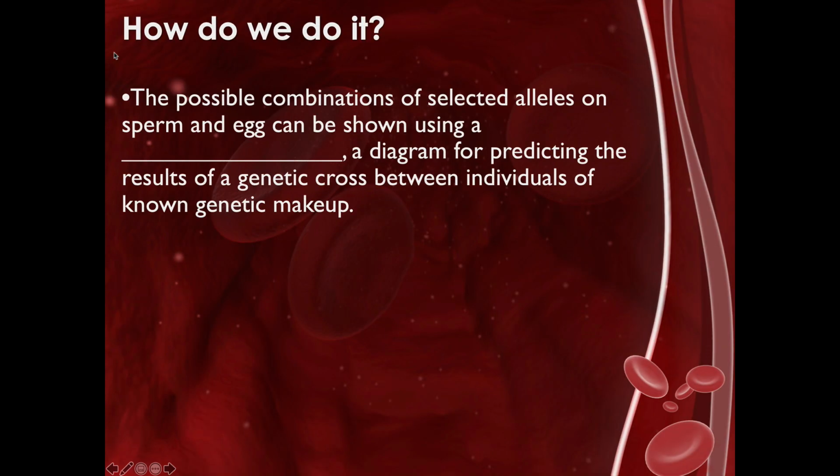Well, what we want to show are the allele contributions of a mother and a father. So we could say the possible combinations of selected alleles on sperm and egg can be shown using a Punnett square, a diagram for predicting the results of a genetic cross between individuals of known genetic makeup. The known genetic makeup we're going to use is the blood type of the mom and dad to come up with our answers.